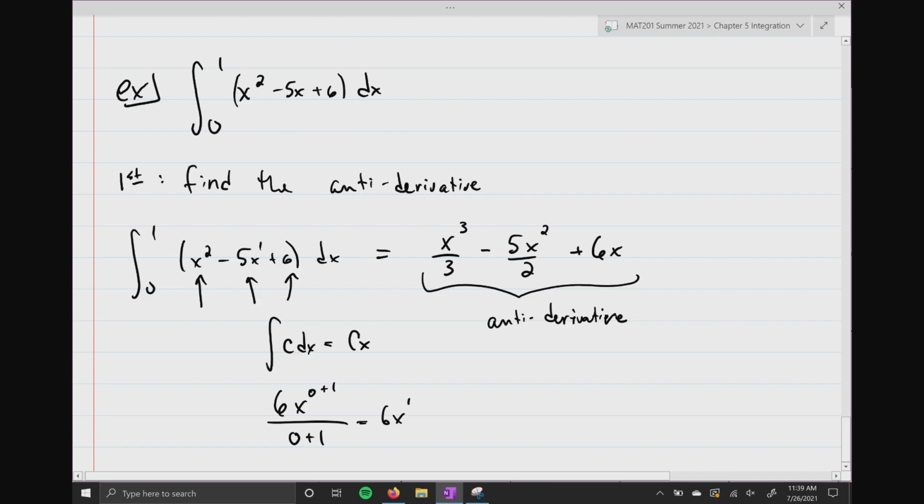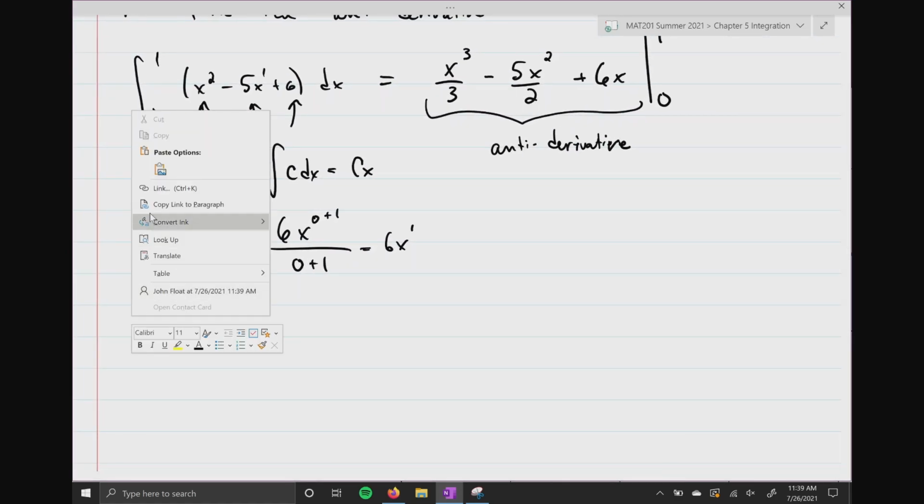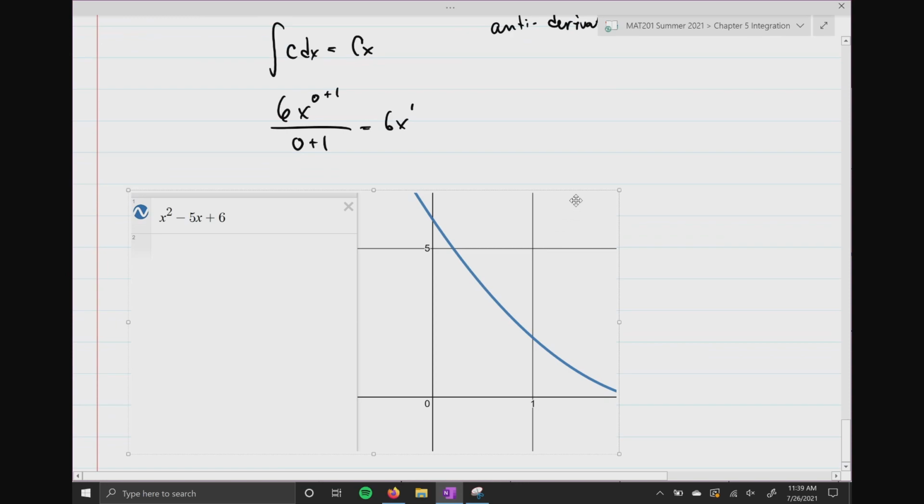Now, what we're going to do, and you're going to see this notation a lot, is evaluate this between 0 and 1. So we draw that line and we put 0 and 1. Now, visually, here's what's happening. I went ahead and graphed this in Desmos. What I want to know is, what is the area underneath this curve from 0 to 1? We want to find all of this area right here that I have shaded.